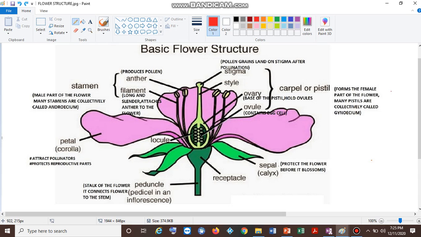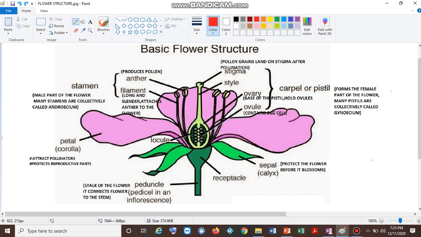Now, just to recall briefly, what is the gamete? Gametes are the cells that are involved in the process of sexual reproduction. Like in human beings, the male gamete is sperm and the female gamete is ovum. Similarly, in plants also, the male gamete is produced in the male part of the flower and female gamete is produced in the female part of the plant, that is carpel.